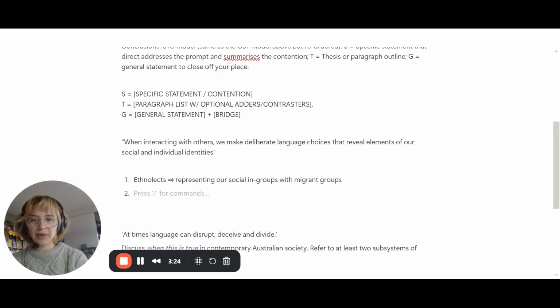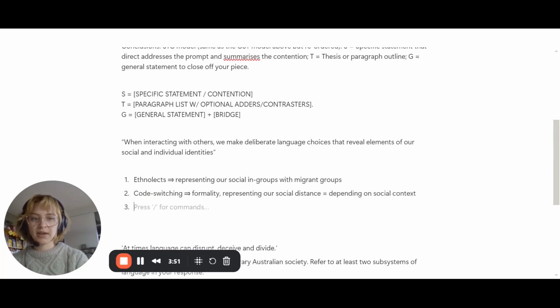Then I might talk a little bit about code switching in terms of stuff like formality, which represents our social distance. So this very much depends on who we're talking to, so depending on social context, the rapport you have with the person you're speaking to, for example. So I might talk very casually with a friend, but very formally with a teacher. So that's an example of code switching.